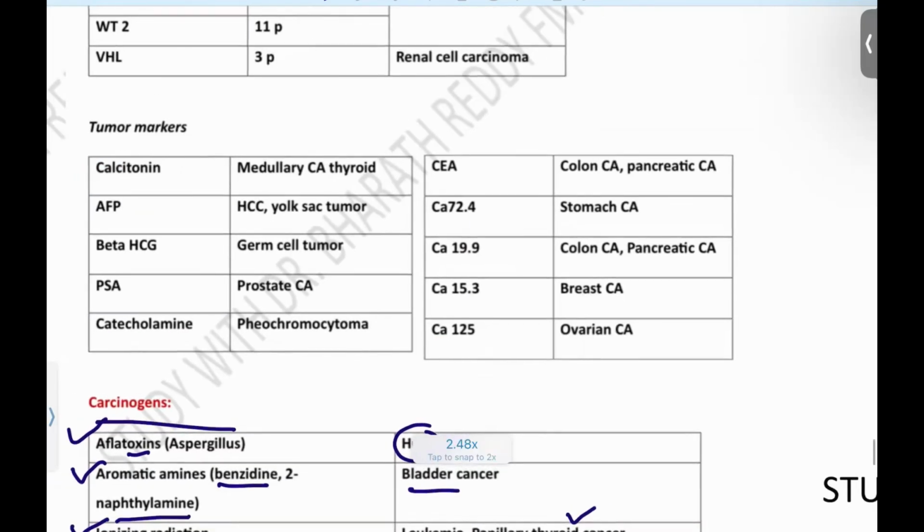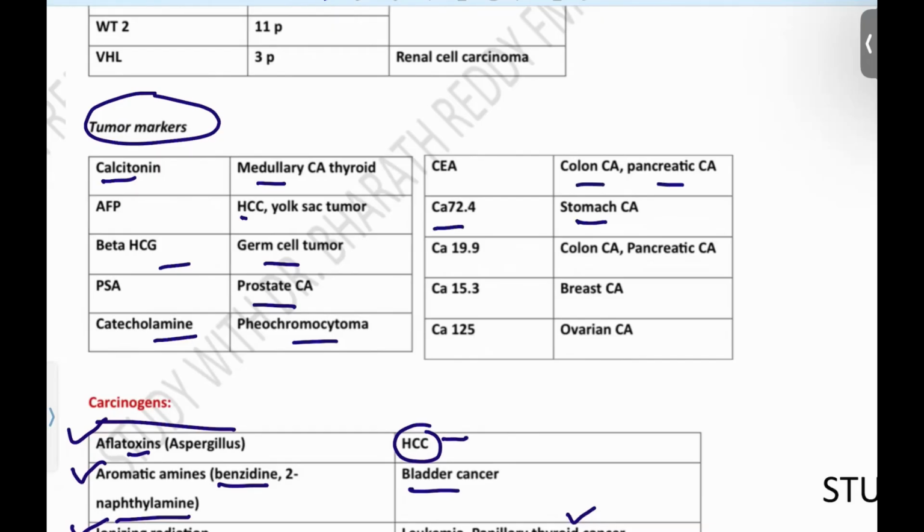Next, tumor markers. Calcitonin is positive for medullary carcinoma of the thyroid. And AFP is positive for yolk sac tumor, hepatocellular carcinoma. Beta HCG for germ cell tumors, PSA for prostate cancer, catecholamines for pheochromocytoma, and CEA for colon cancer, pancreatic cancer. CA72, stomach cancer, CA19, pancreatic cancer, colon cancer. For colon cancer, the best is CEA, and for CA19, the best one is pancreatic. CA15 for breast, CA125 for ovarian cancer.